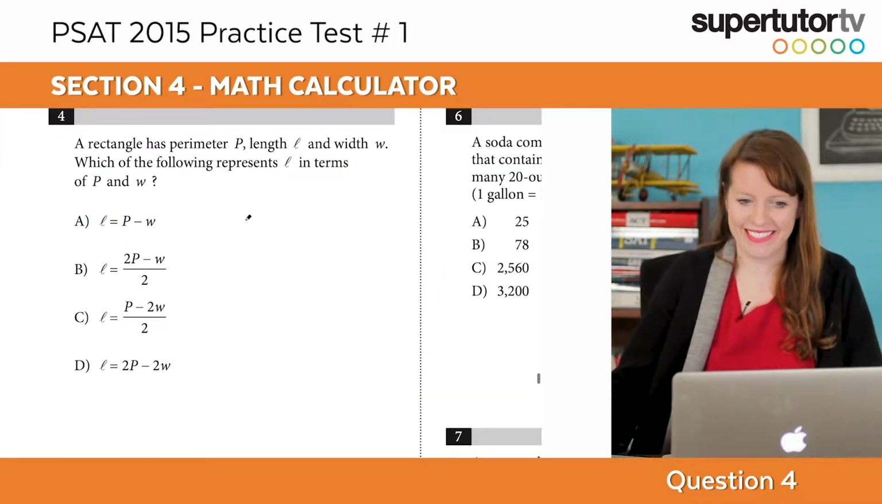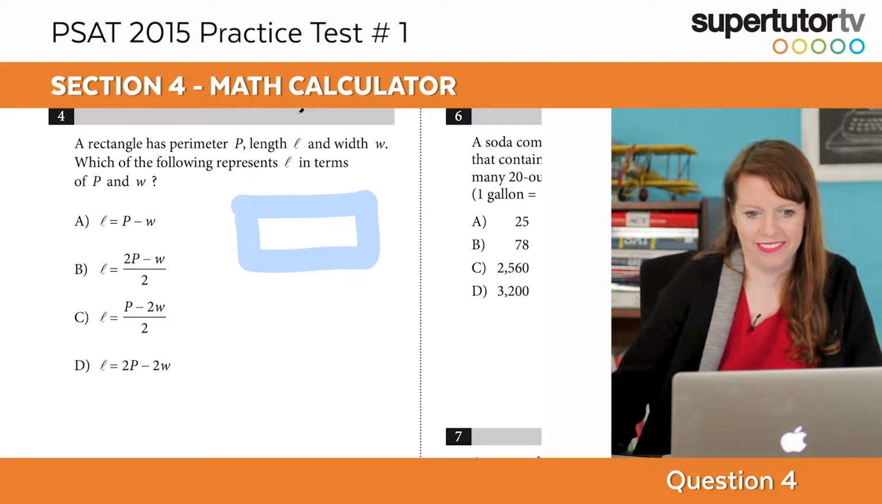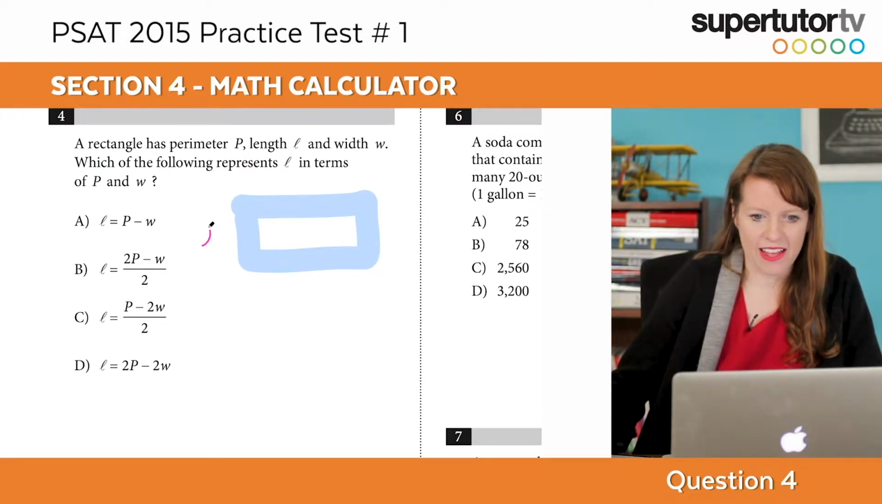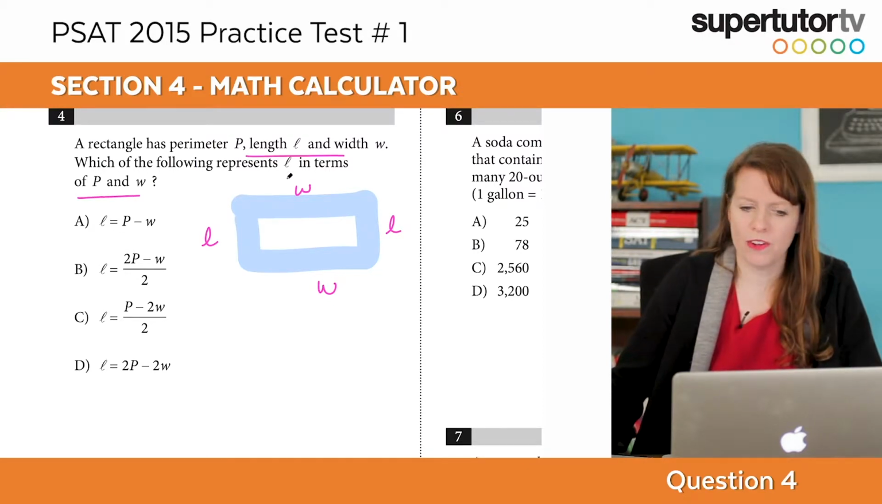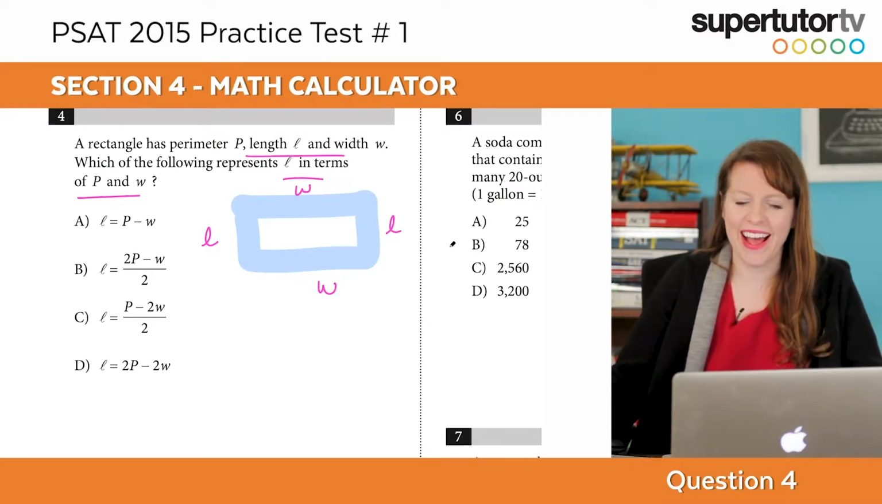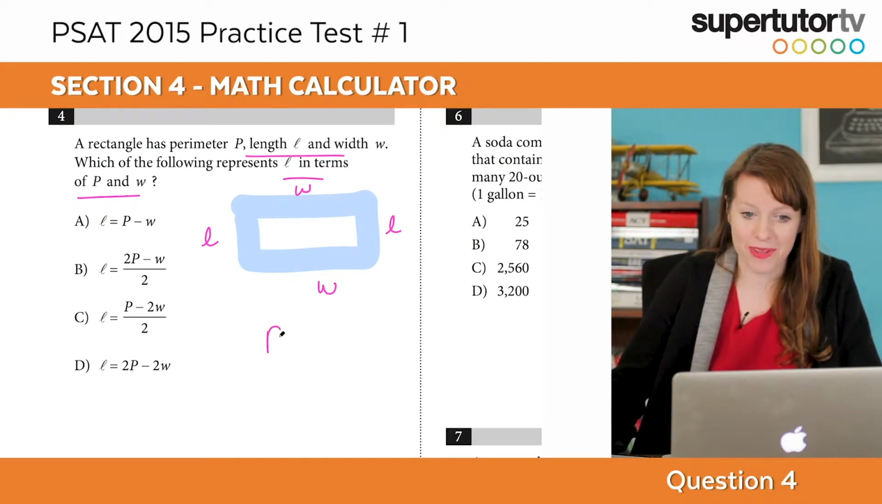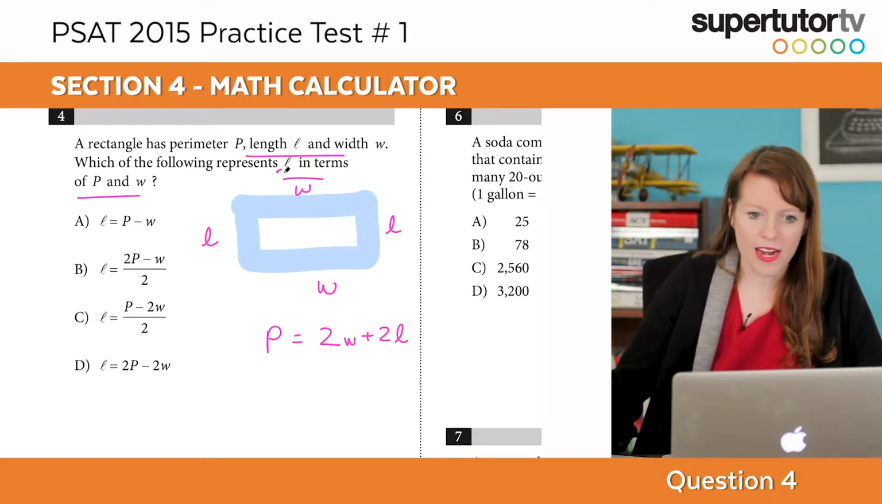A rectangle has a perimeter P, length L, and width W. Which of the following represents L in terms of P and W? Okay, so here's what I'm going to do. I know this can be overwhelming, and you're like, what? I don't know how to do that. I know how to do this. I know how to find P in terms of W and L. Well, that's where you start. So it's not as hard as it looks, okay? And I want L in terms of P and W.